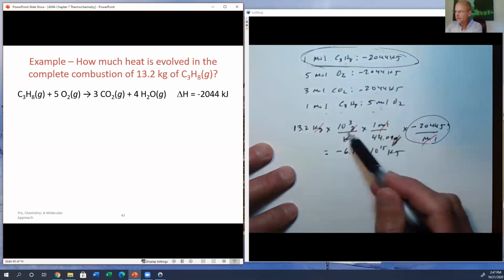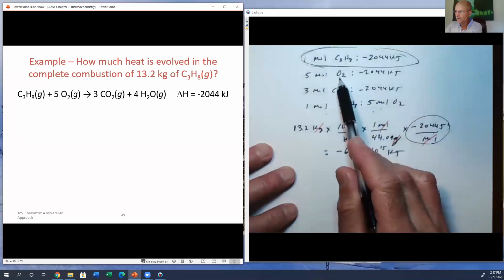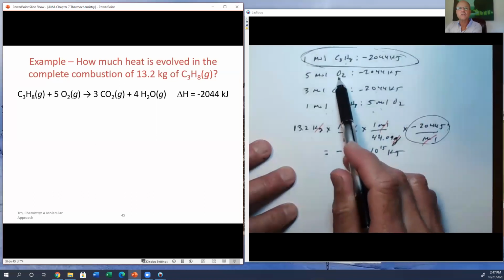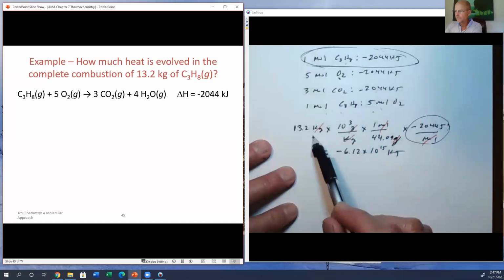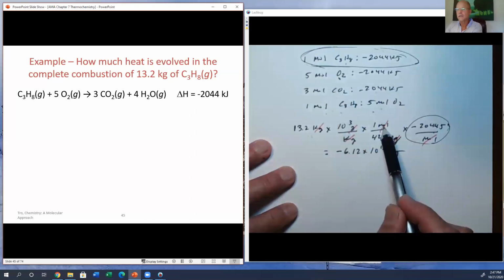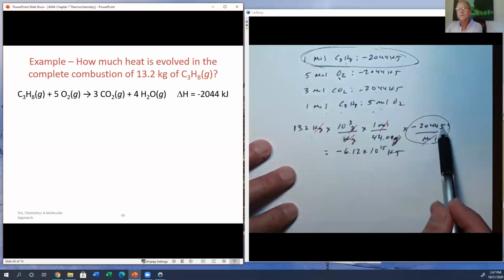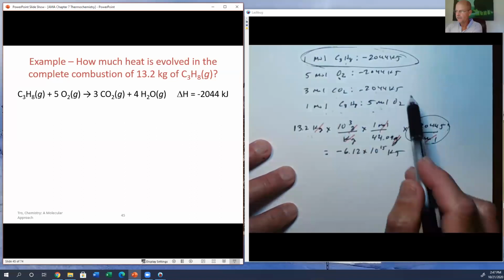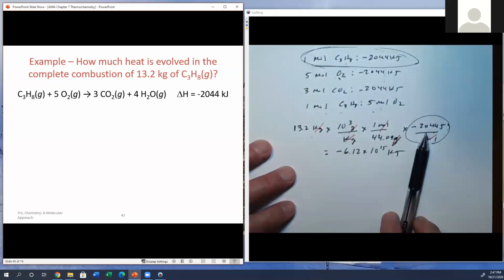What would be different here if I wanted to know the amount of energy for a given amount of oxygen? Well, first I'd convert to moles of oxygen, but what would I use here? You would have this number over 5 moles. Yeah, correct, exactly right. You'd have this number over 5 moles.